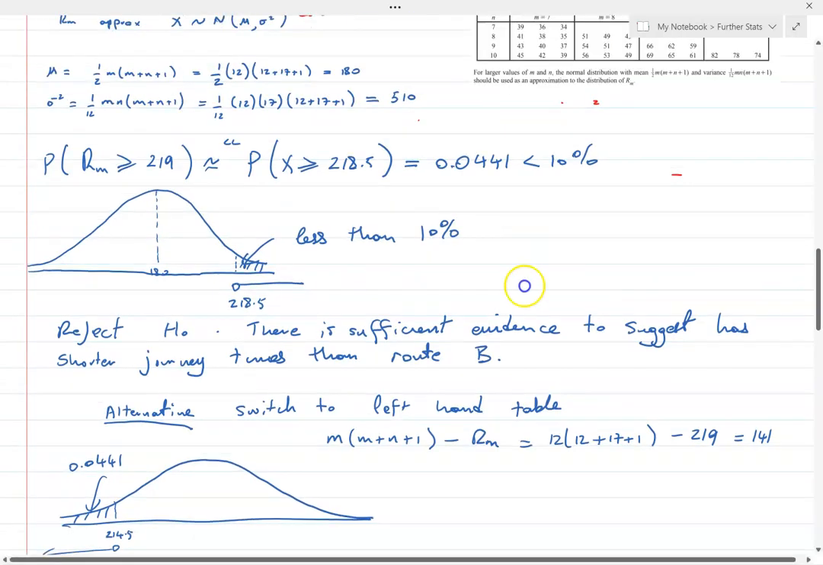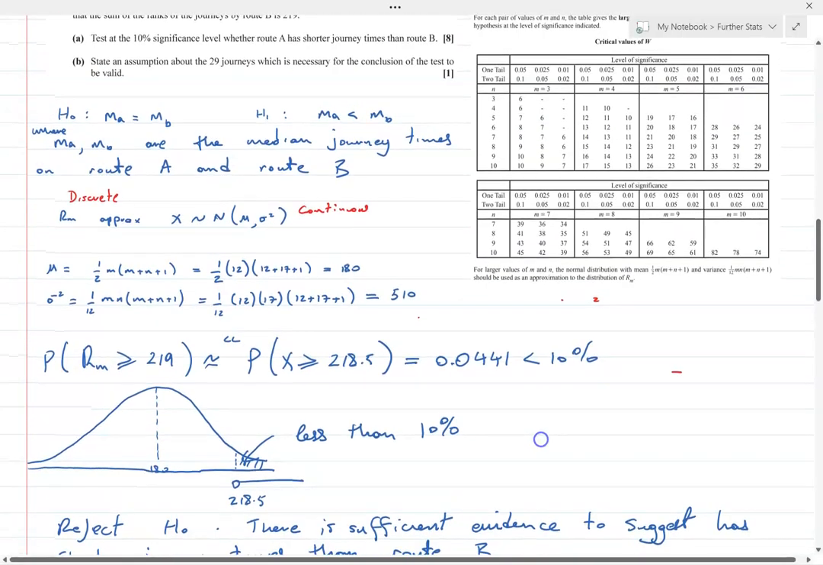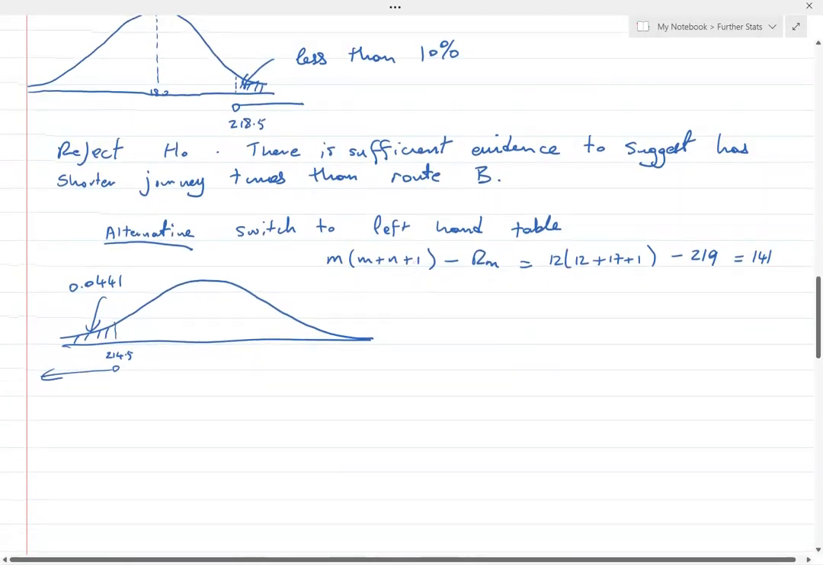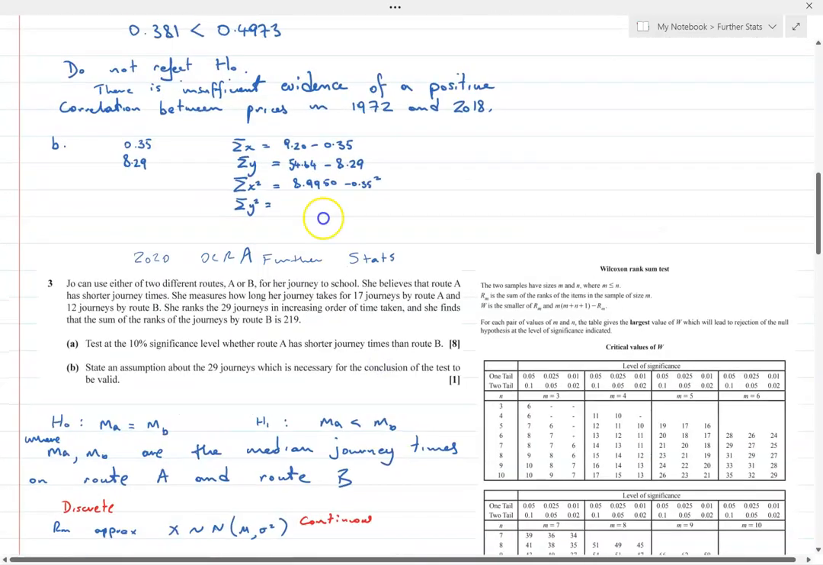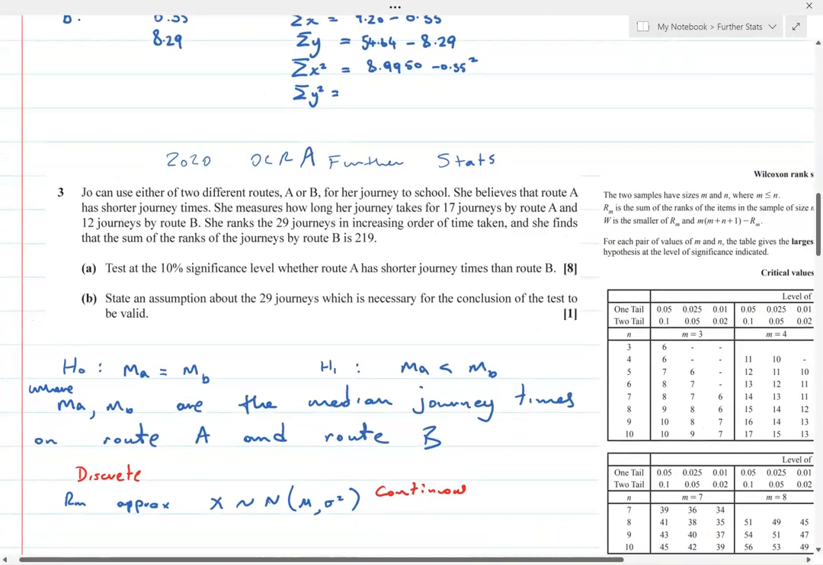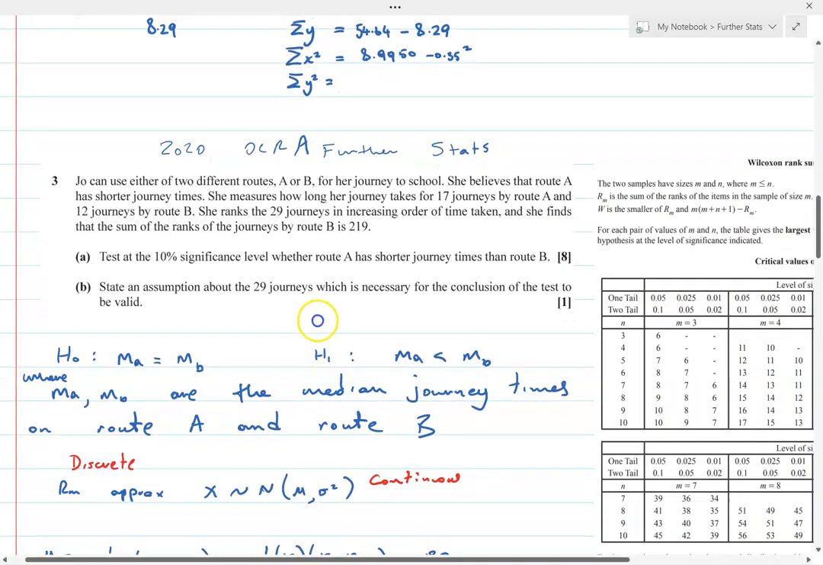As I say, if you're using smaller numbers and using these tables, you have to deal with the left-hand tail because we don't have the critical values for the right-hand tail for that distribution. Okay, so there is one extra 1 mark question which I like to put in: state an assumption about the 29 journeys which is necessary for the conclusion of the test to be valid.